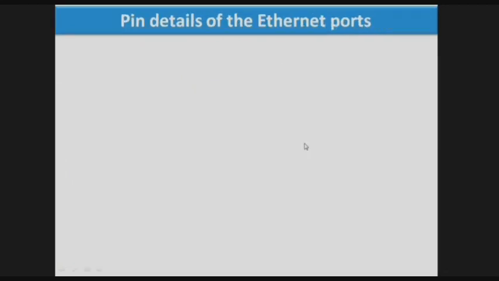Let us see the pin details of Ethernet ports. I already told you TX means transmission of data, RX means receiver of data. Pin 1 is called transmission positive, TX plus. It is bidirectional for transmission of data, which means this wire can send data at both connections. That's why it is called TX positive. For that, white green color is used.